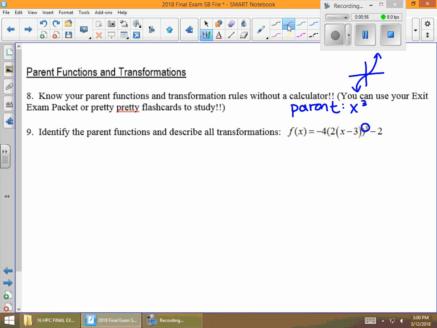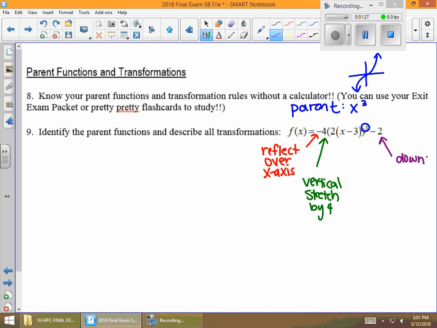All right, so negative on the outside, reflection over x-axis. Four on the outside is a vertical stretch by 4. And let's stay on the outside of the function and go back here to this -2, down 2. So everything on the outside of the function, I think about it as vertical changes that affect the y value. Now we'll go inside, and these are going to affect our x value.